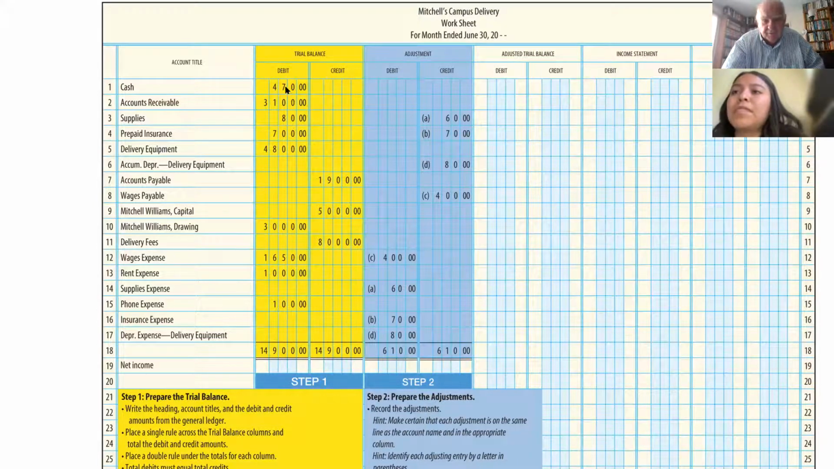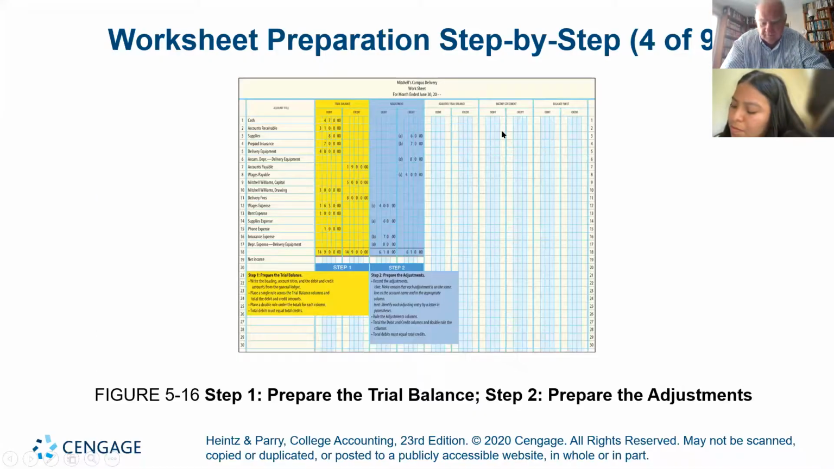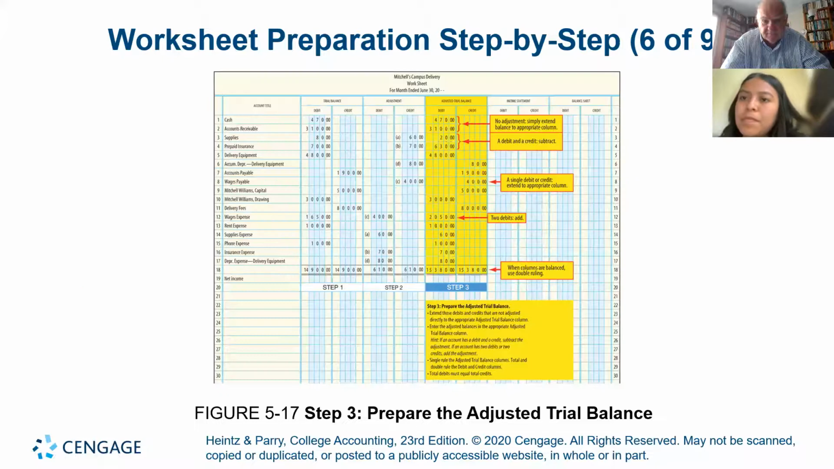You have no adjustment for cash or accounts receivable, so you would just bring that balance over. Supplies were 80, you used 60, the balance is going to be 20. So here they're adding the next pair of columns.